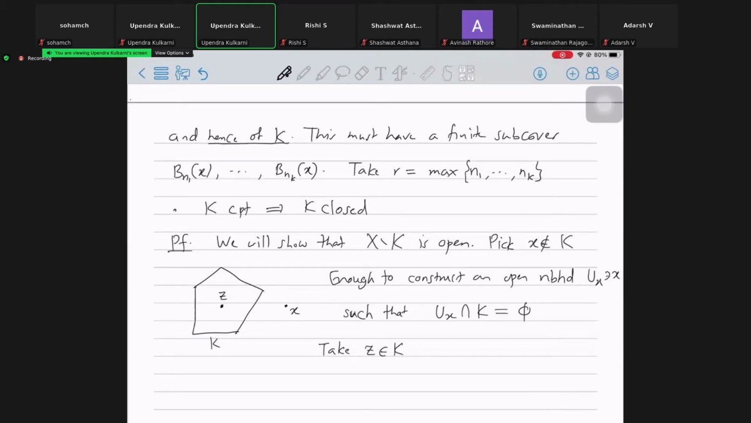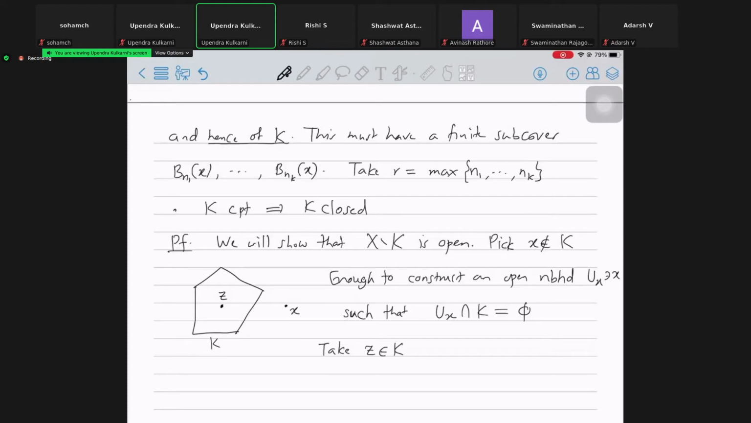And let me lay out the strategy. It's very simple. If I want X to avoid every point in K, then in particular, I have to avoid Z. So how do I ensure that this neighborhood of X avoids Z? That's very easy to do. We can take the distance between them and take half the distance. Now that will avoid Z, right? But this is what I want.